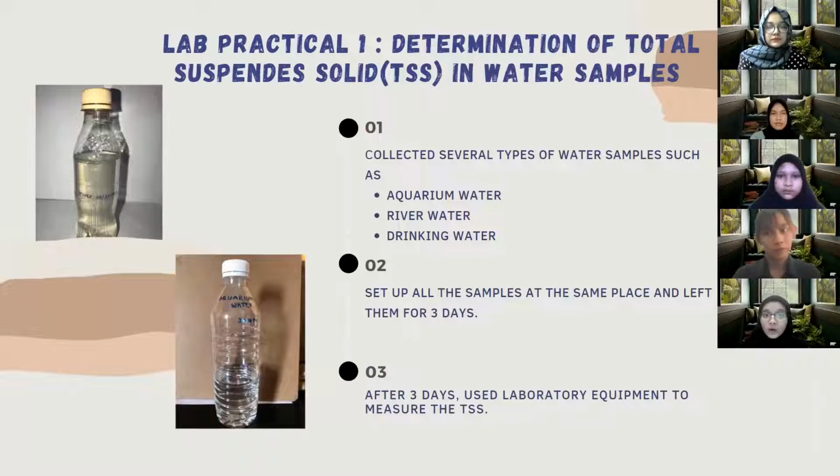Based on our experience, we collected several types of water sample such as aquarium water, river water, and drinking water into 200 milliliter clear bottles. Next, we set up all the samples at the same place under sunlight and left them for 3 days. After 3 days, we used laboratory equipment to measure the total suspended solid in our water samples.